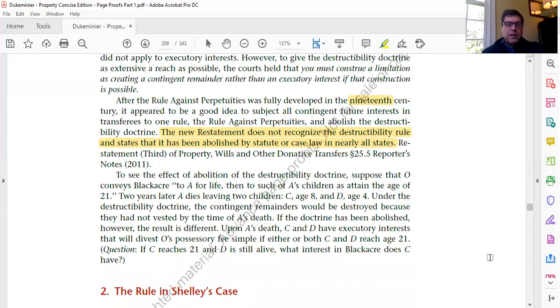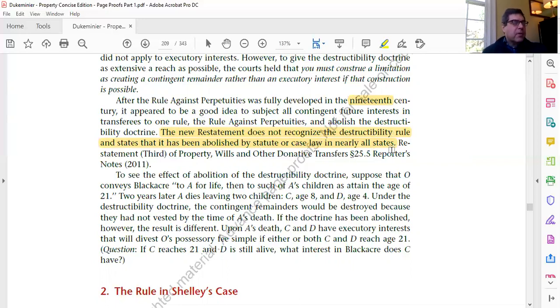Now, down further on page 209, they tell us that the doctrine of destructibility of contingent remainders is, for the most part, no longer applicable. They say that the new restatement does not recognize the destructibility rule and states that it has been abolished by statute or case law in nearly all states.